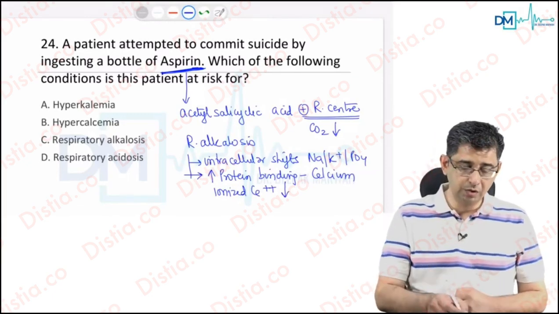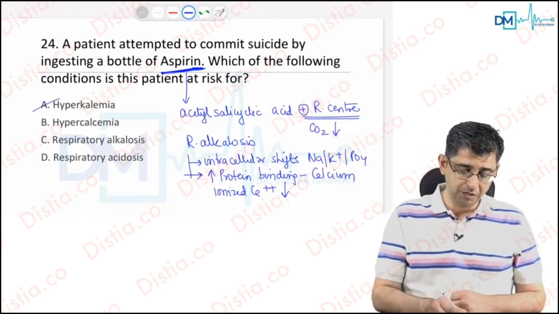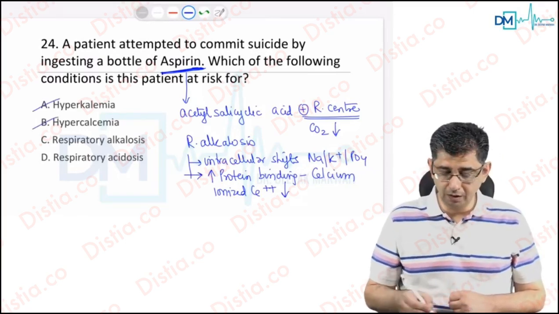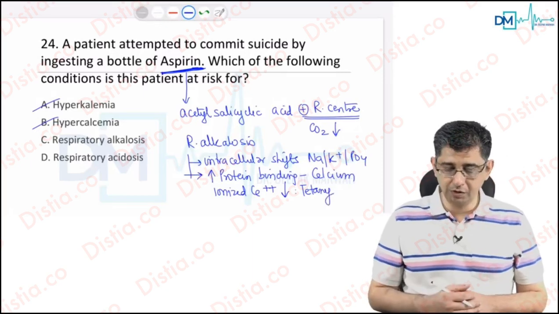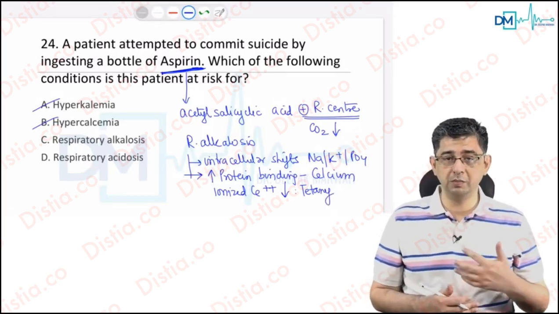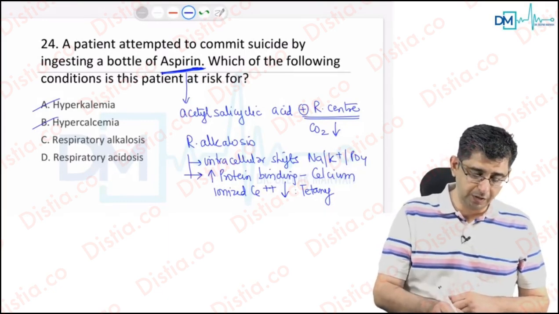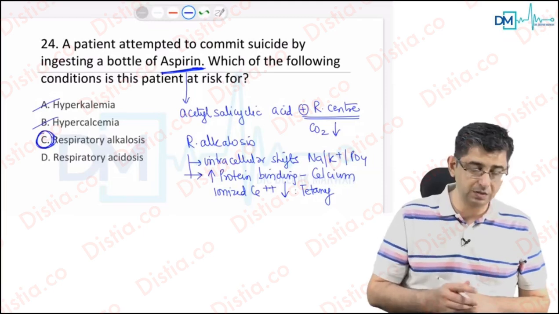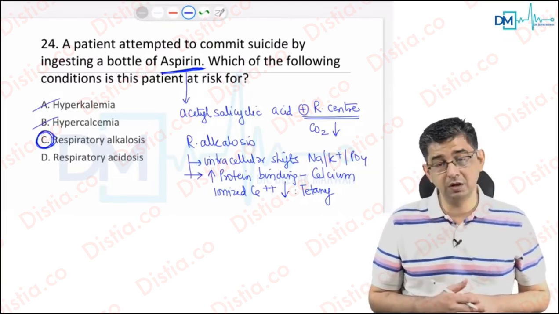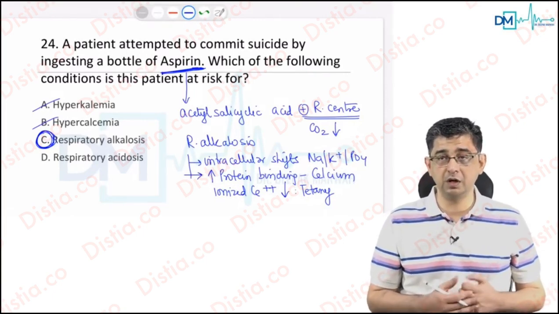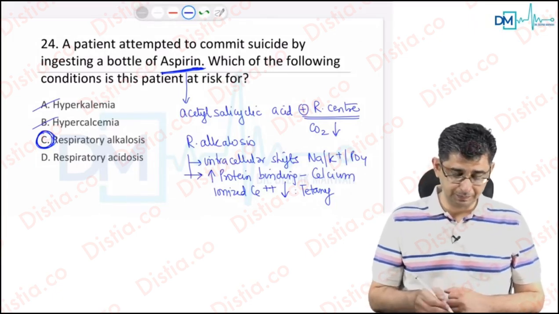Choice A is ruled out in this question because it would be hypokalemia. Choice B is ruled out because there would be tetany, that is hypocalcemia. From the remaining two options, I wanted you to remember that because the patient will be having hyperventilation, there will be a development of respiratory alkalosis in this case. So the message is that carbon dioxide depletion is dangerous, carbon dioxide accumulation is dangerous. In fact, carbon dioxide depletion predisposes to development of tetany in the patient.